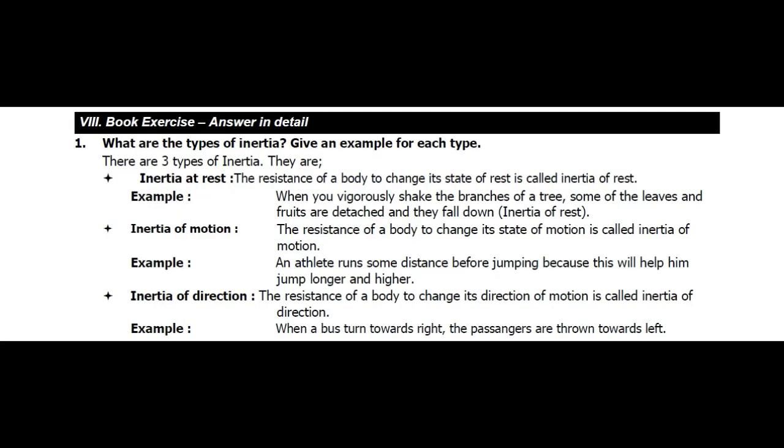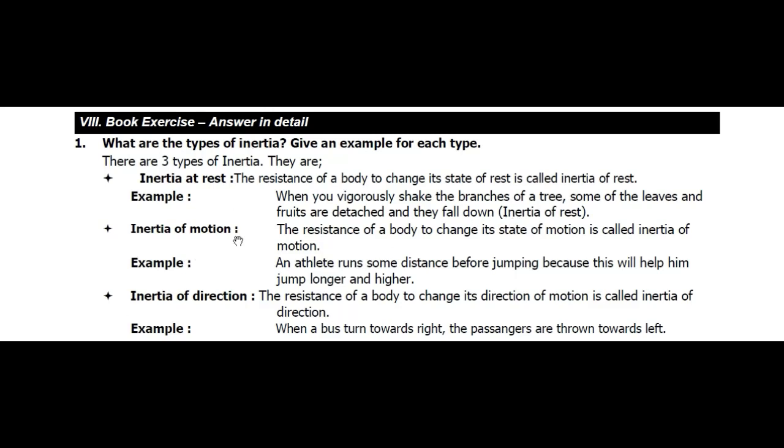We'll see the answers in detail. First question: what are the types of inertia? Give an example for each type. There are three types of inertia. First one, inertia of rest. The resistance of a body to change its state of rest is called inertia of rest. Example: when you vigorously shake the branches of a tree, some of the leaves and fruits are detached and fall down. So this is an example of inertia of rest.